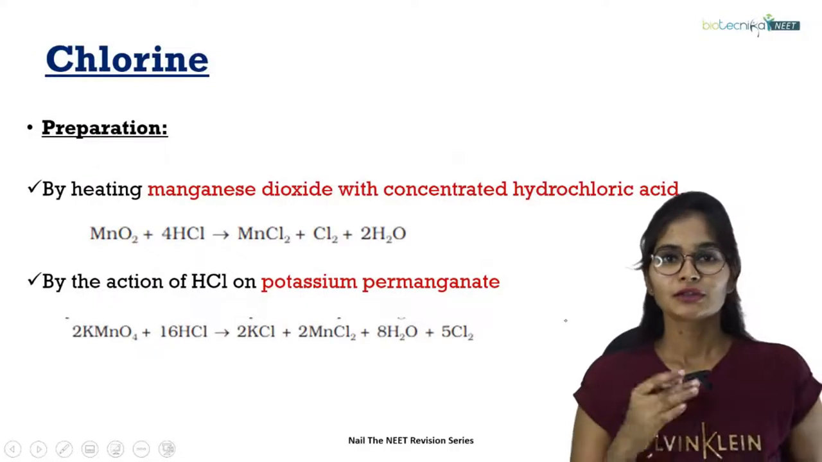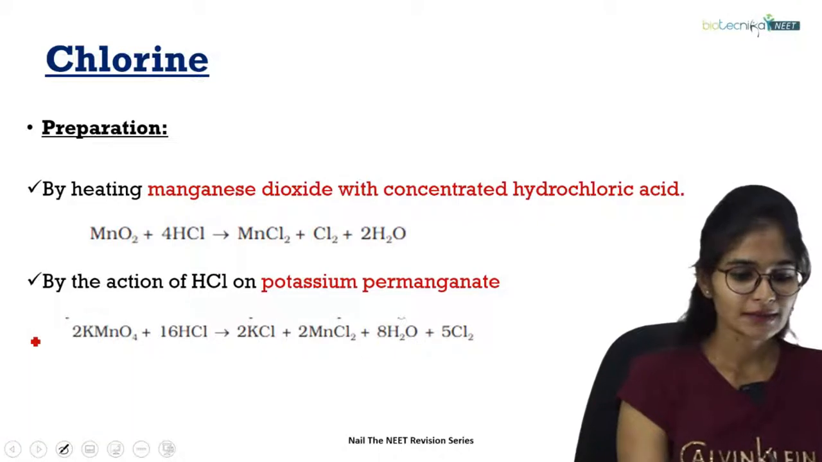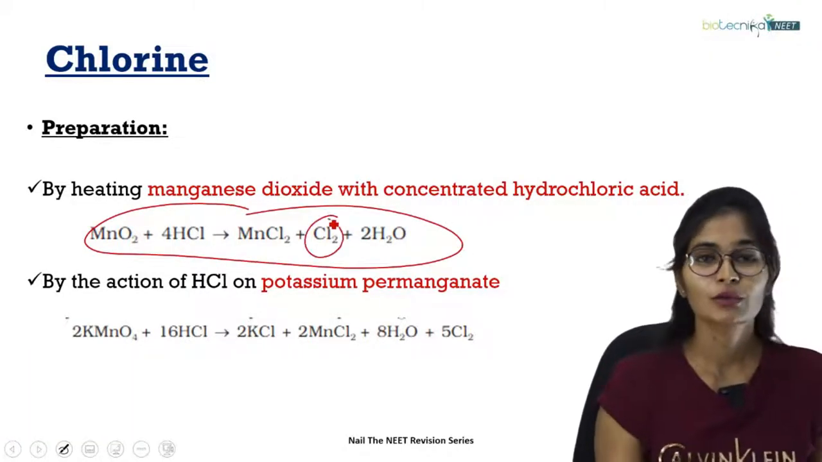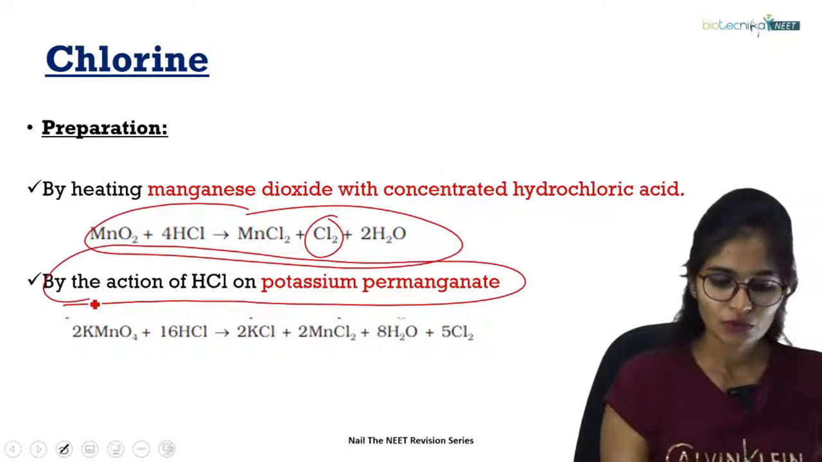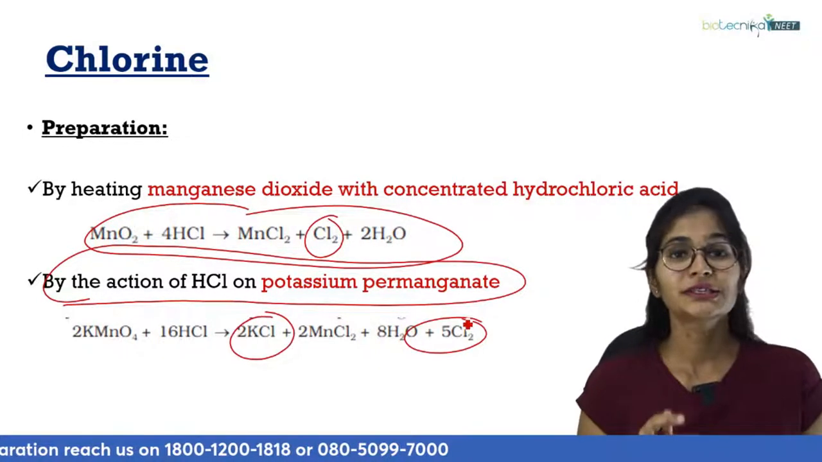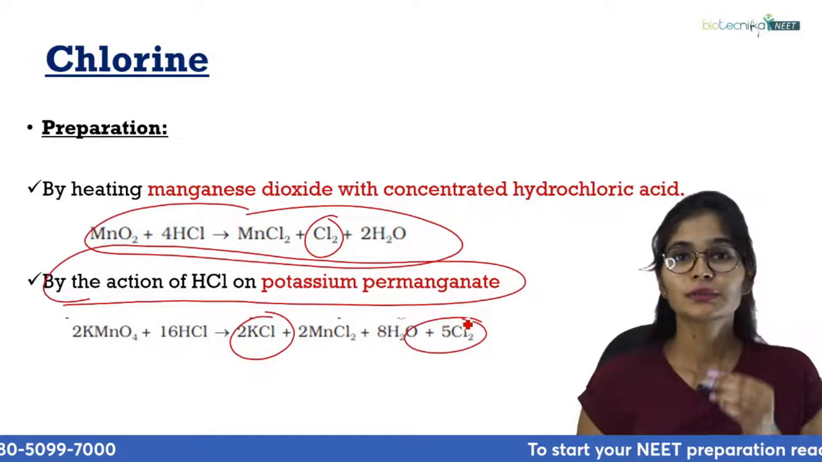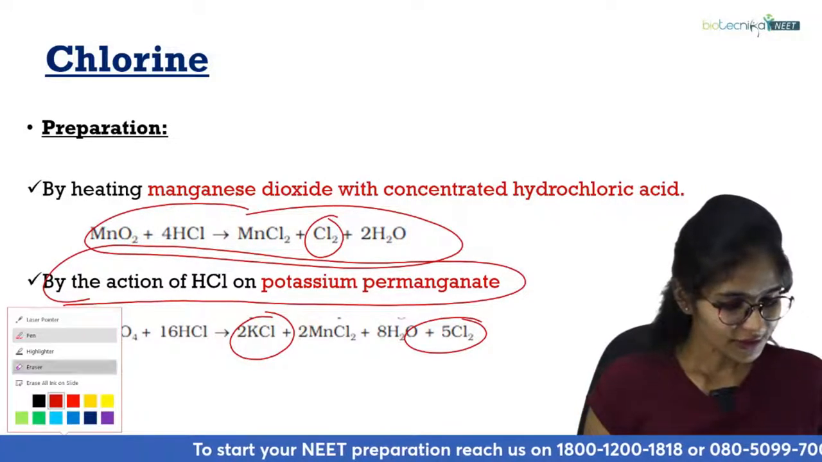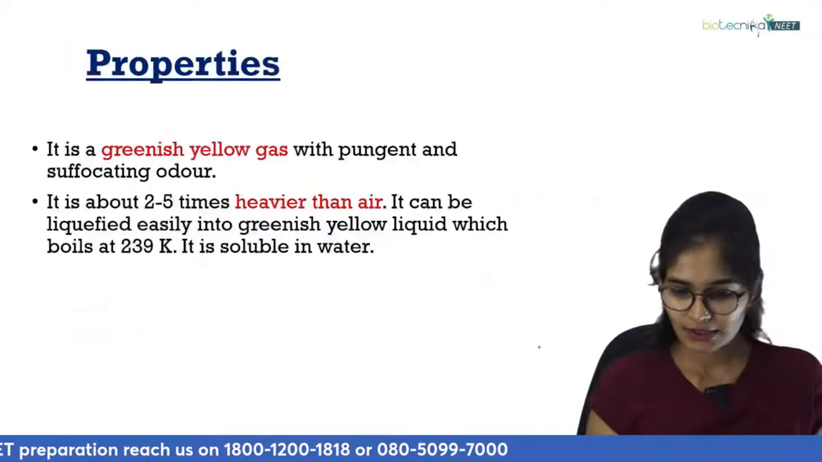Apart from that, you have to study chlorine. Chlorine can be prepared by using manganese dioxide in the presence of HCl, giving Cl2 along with manganese chloride. And by the action of HCl on potassium permanganate, we get KCl along with Cl2 and MnCl2. These are the two preparation methods of Cl2, using manganese dioxide and potassium permanganate. Students, if you have any doubt, just ping me in the chat box so that I can answer you.